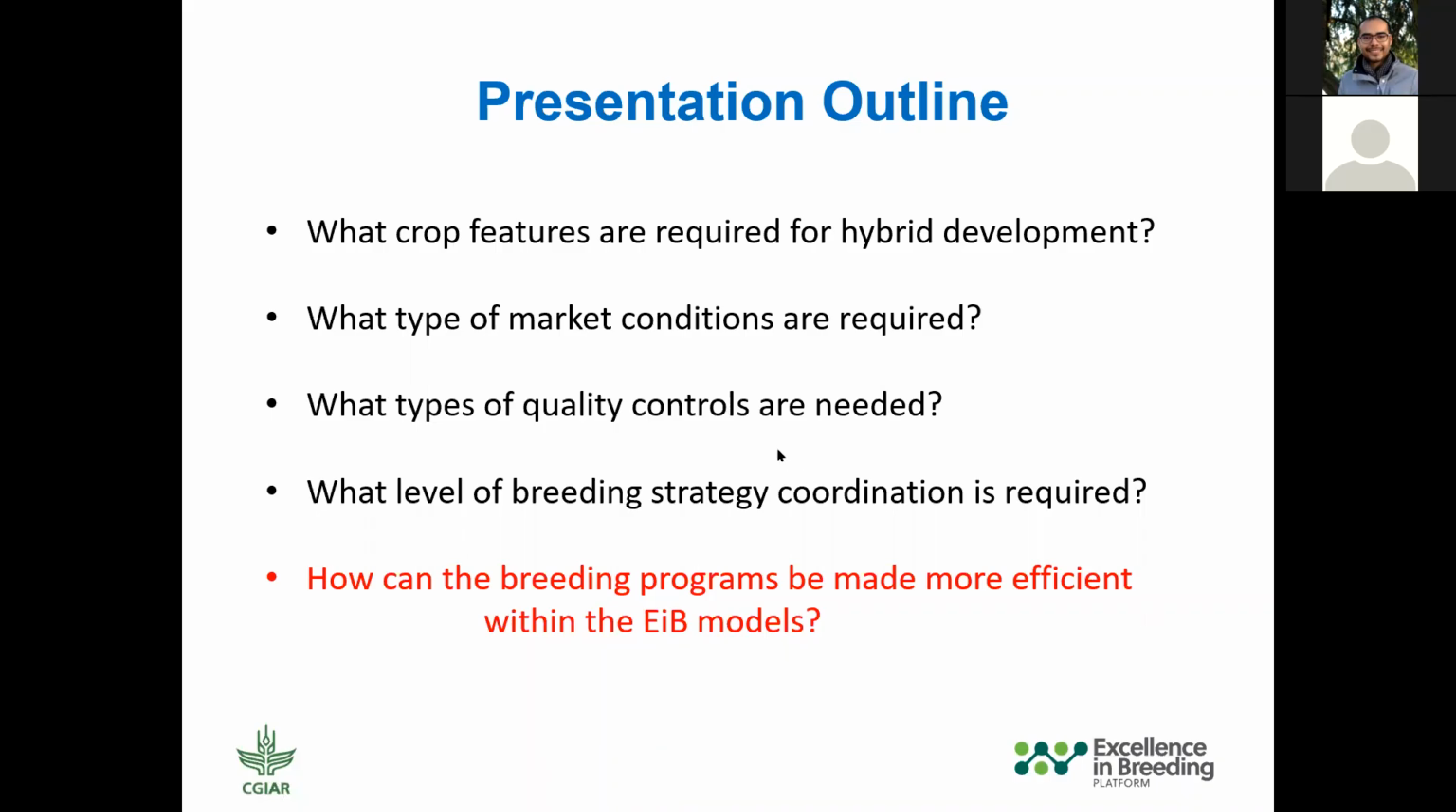With that in mind, here's an outline of my presentation. What crop features are required for hybrid development, what type of market conditions are required, what type of quality controls are needed, and what level of breeding strategy coordination is required. And of course, again, I'm thinking as an industry breeder when you have multiple breeders working on the same crop in some overlapping regions. And then towards the end, I'll be going more into how you can hopefully make these breeding programs more efficient using some of the resources that the EIB models have presented.